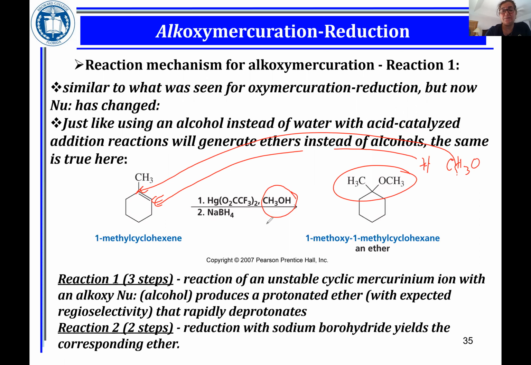So alkoxymercuration-demercuration is going to also avoid rearrangement. So there is no rearrangement in this case also. When the carbocation forms, it is not going to rearrange, and it is a Markovnikov addition, and H adds to the least substituted carbon, or the one with more hydrogens, and OCH3 would add to the other.